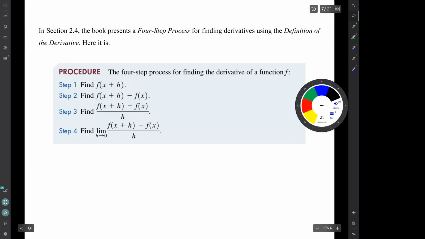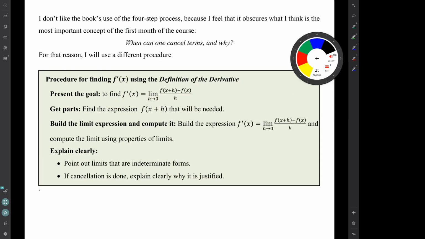In section 2.4 of the book, the authors present a 4-step process for finding the derivative using the definition of the derivative. And here's their process. In the homework exercises for homework 26, which this video accompanies, you're actually asked to find derivatives using this 4-step process. I don't actually like the book's use of the 4-step process because I feel that it obscures what I think is the most important concept of the first month of the course.